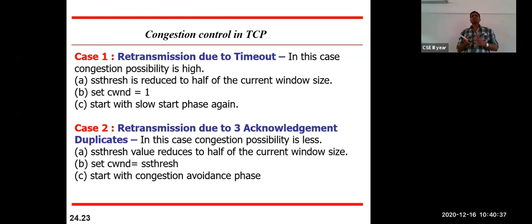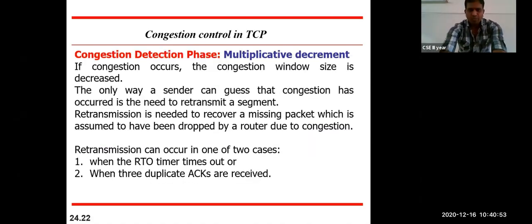So you either start from the slow start phase, or you start from the congestion avoidance phase. How do you decide which phase? Case 1, slow start phase. Case 2, congestion avoidance phase. Hope you understood. Right, I'm going back again.